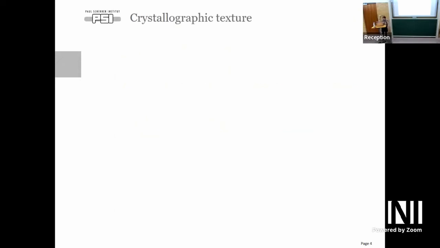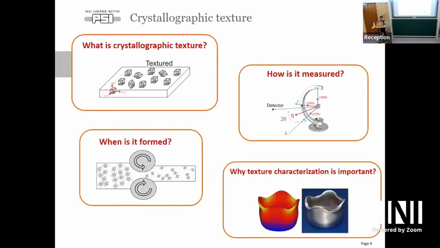So let's start with crystallographic texture and exactly what crystallographic texture is. I will try to answer these four questions. What is crystallographic texture, when is it formed, how is it measured, and why is this characterization important in material science? You have to take into consideration that I'm coming from neutron and from material science, so I will try to explain to you why we want to do it.